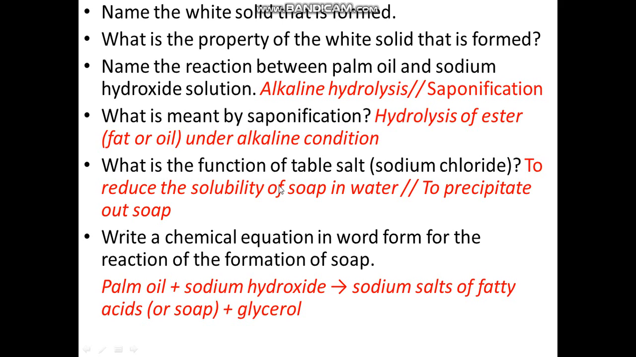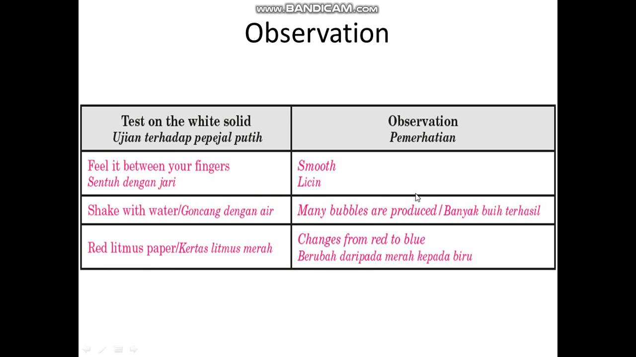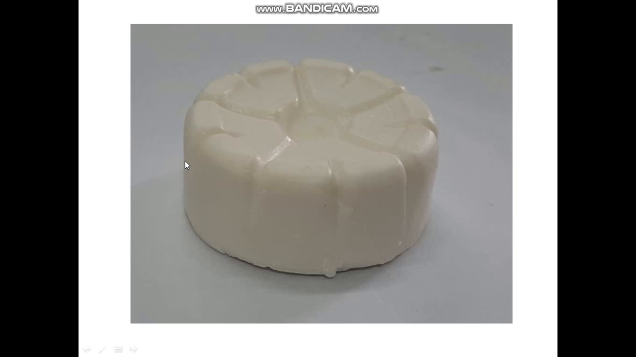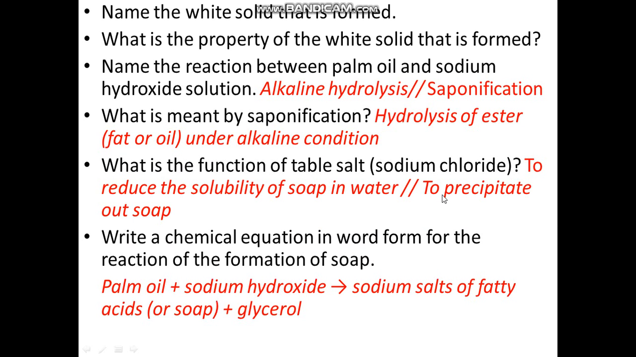And next, what is the function of table salt? Here, table salt, the chemical name is sodium chloride. So why must we add sodium chloride? You look through this procedure, step 5: 3 spatulas of sodium chloride powder into the mixture. Why? Because it reduces the solubility of soap in water, or precipitates out the soap.